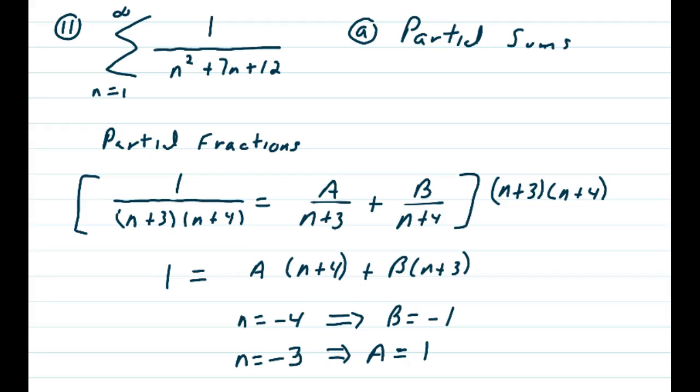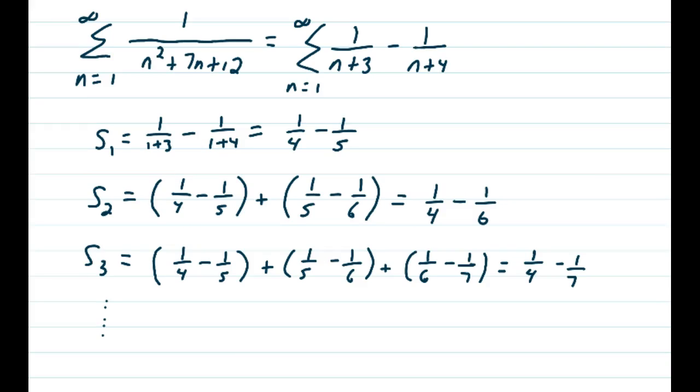We plug in convenient values. n is equal to -4, we get B is equal to -1. n is equal to -3 gives you a value for A of 1. Now that we know that the summation n is equal to 1 to infinity of 1 over n squared plus 7n plus 12 is equal to the summation of 1 over n plus 3 minus 1 over n plus 4, we can build our partial sums.